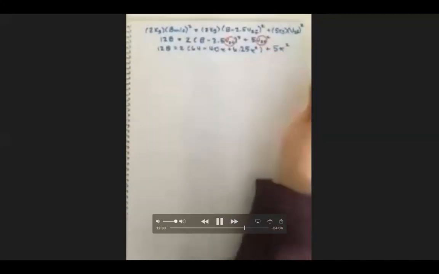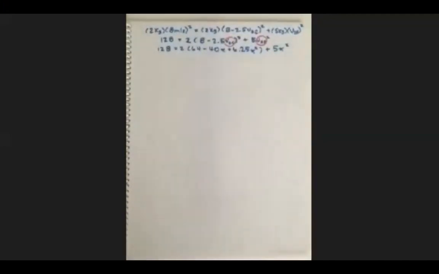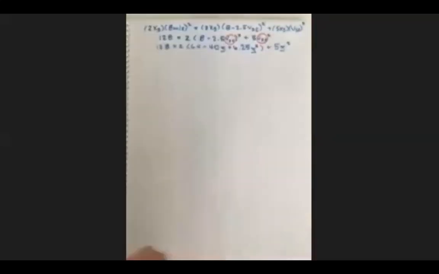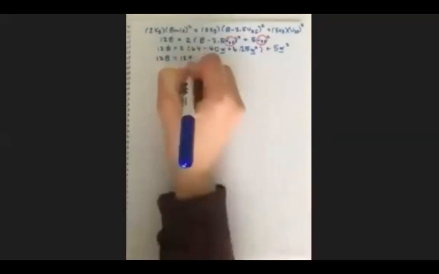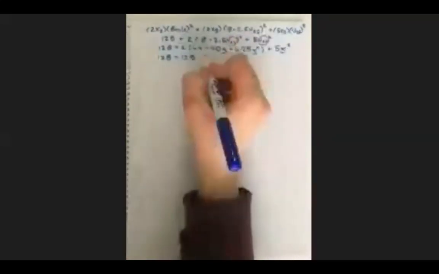To collapse and simplify this, I'm going to call that V2F, that we're solving for, X. So I can see that it is a quadratic that I'm going to solve. 128 equals 128 when I distribute the final brackets. Luckily I get 128 on both sides, and that doesn't always happen.